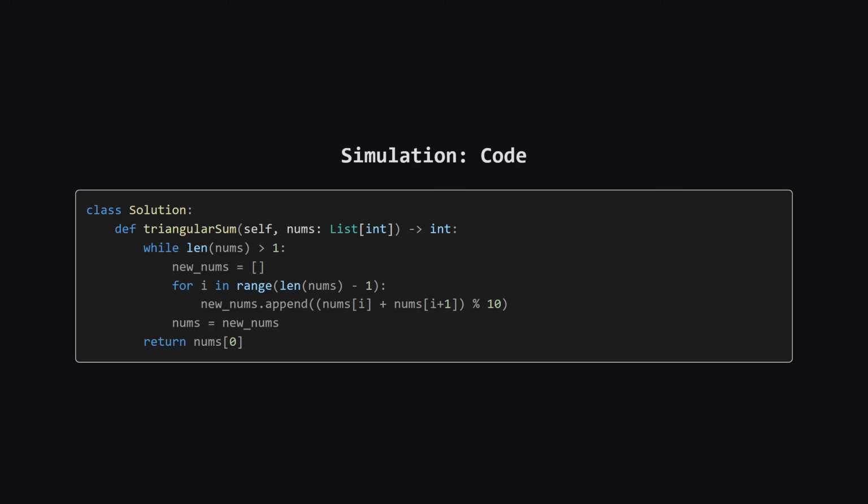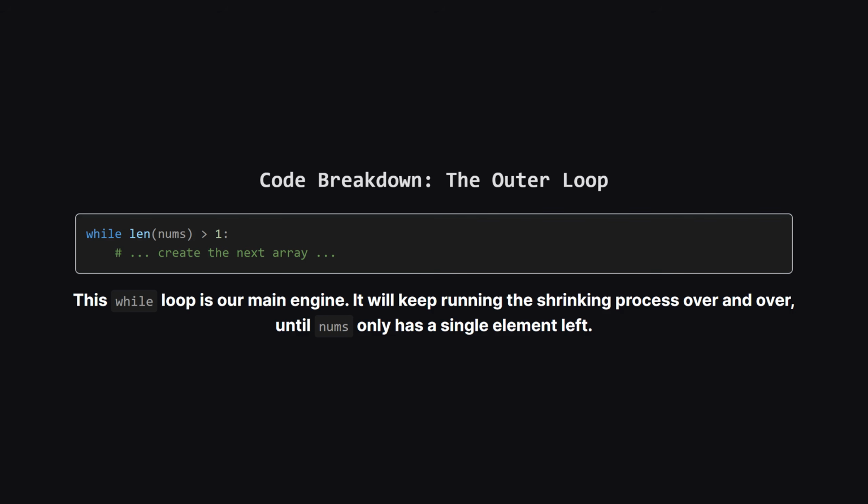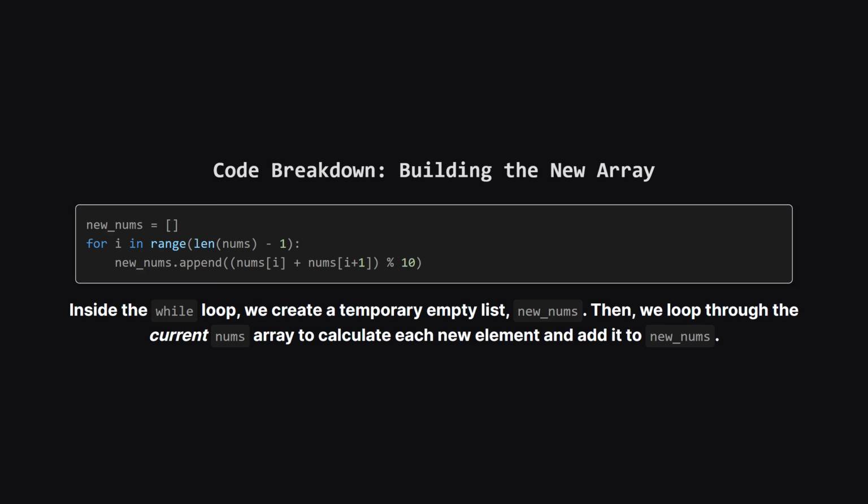Alright, here's the Python code for the simulation. It looks pretty clean, right? Let's break down exactly how it works. First, we have a while loop. This is the part that says, hey, as long as the length of our list, called nums, is greater than 1, keep doing the stuff inside me. This ensures the process repeats until we have our final answer. Inside that loop, the first thing we do is create a fresh, empty list that the code calls new nums.